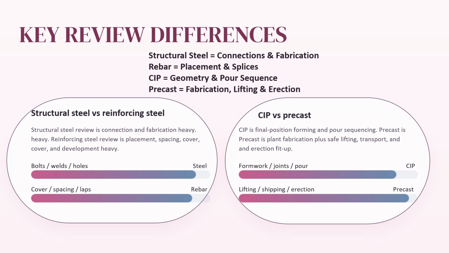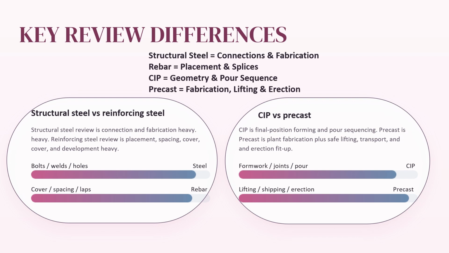Let's see the key differences between structural steel versus reinforcing steel. Structural steel review is connection and fabrication heavy. Reinforcing steel is placement, spacing, cover, and development heavy. The main material in a structural steel shop drawing is beams, columns, plates, etc., whereas for a reinforcing steel shop drawing, we use rebar embedded in concrete. The main focus for structural steel shop drawings is connection and fabrication, whereas for reinforcing steel shop drawings, it is placement and splices.